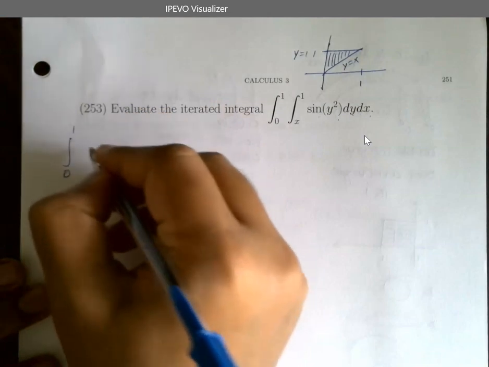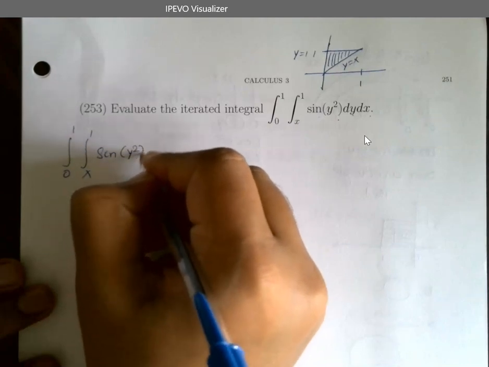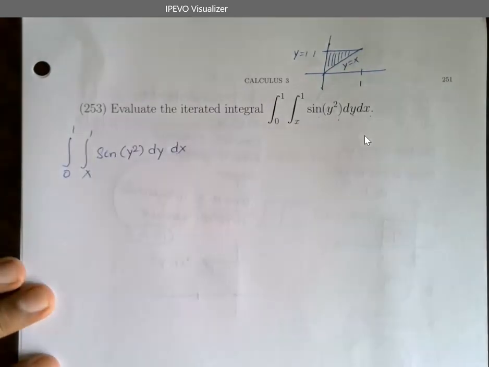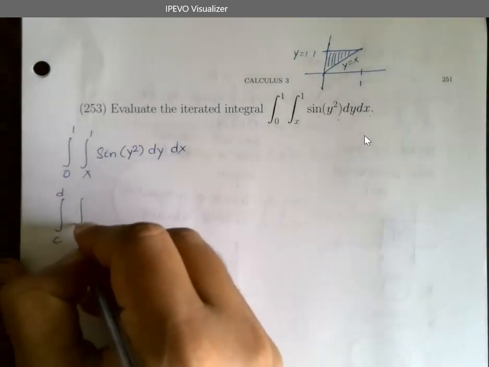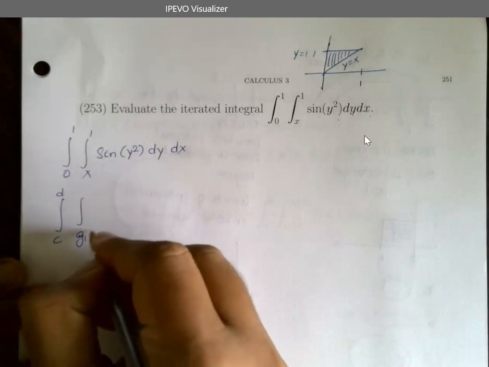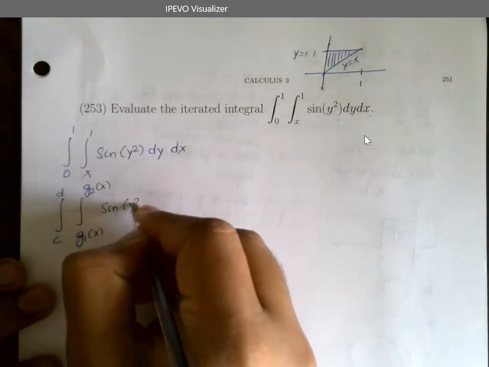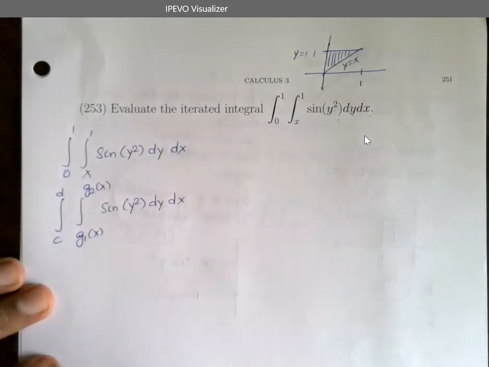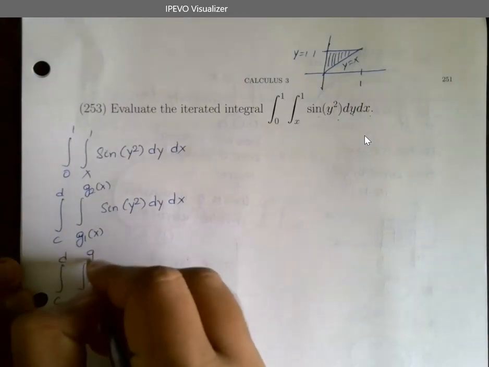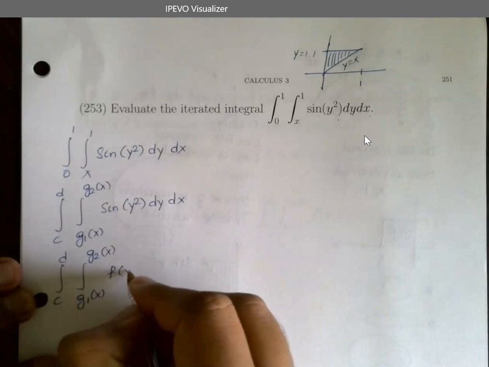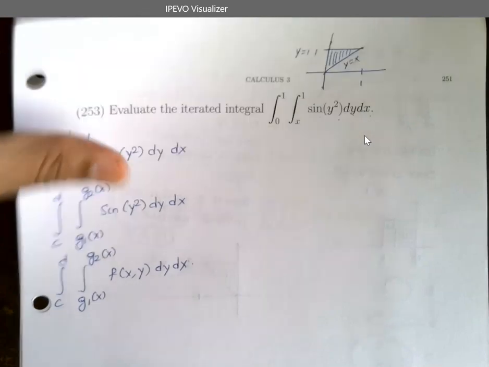So let's start with the problem: the integral from 0 to 1 and x to 1 of sine of y squared dy dx. The first thing I want you to understand is that this is in the form of the integral from c to d, of the integral from g1 of x to g2 of x, of f of x, y dy dx, and that's what your textbook refers to it as.